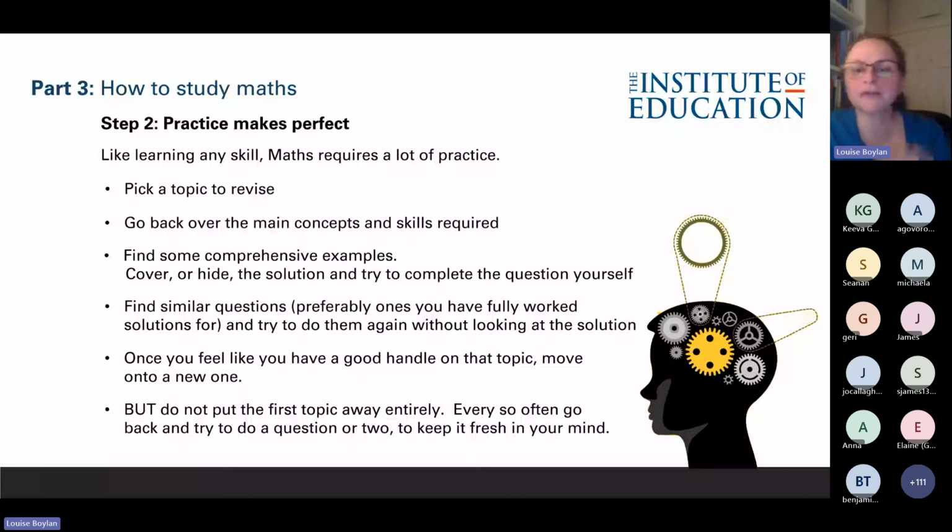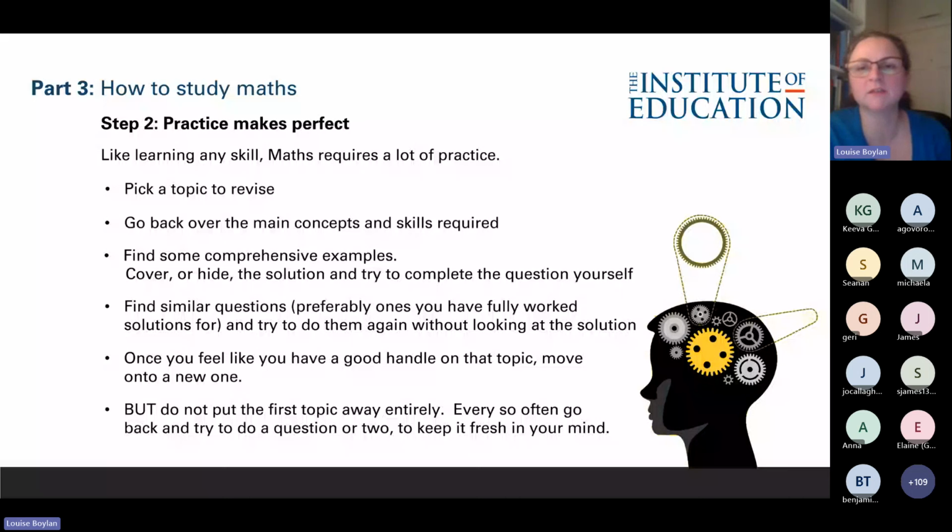Pick a random question. Give yourself 20 minutes and say, right, can I do this? Can I remember how to do this? Just to keep it fresh. Keep it in the forefront of your mind. So you're not going to do it and park it for 3 months and then panic when it gets within the week before the exam.